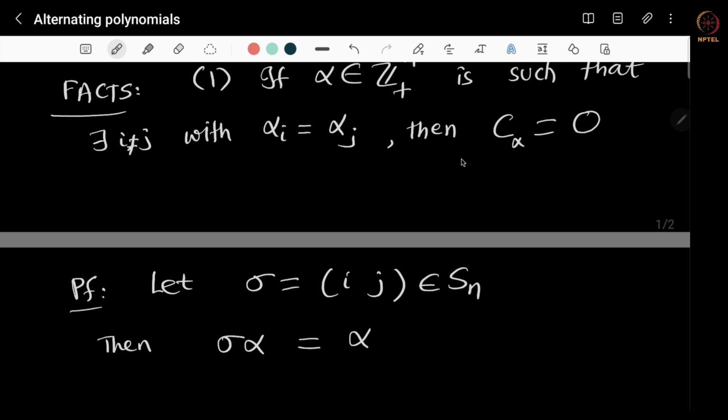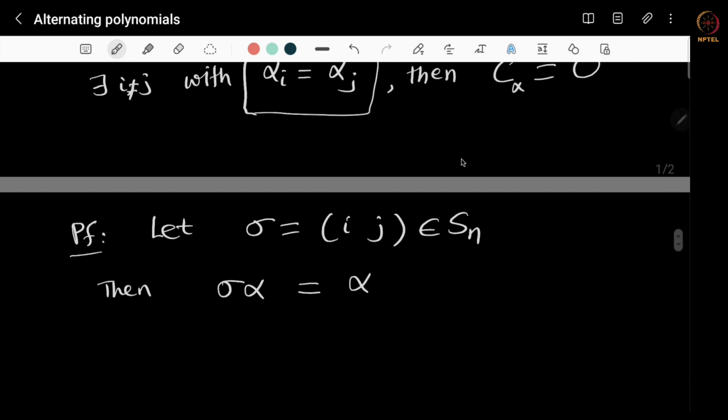Okay, why is that? Because what's this multi-index sigma alpha? It's the same as the multi-index alpha, except alpha i and alpha j interchange places. But since they are actually equal to each other, what you get again is alpha. Okay, so sigma alpha is alpha. But then what does this tell you? But we already know this.